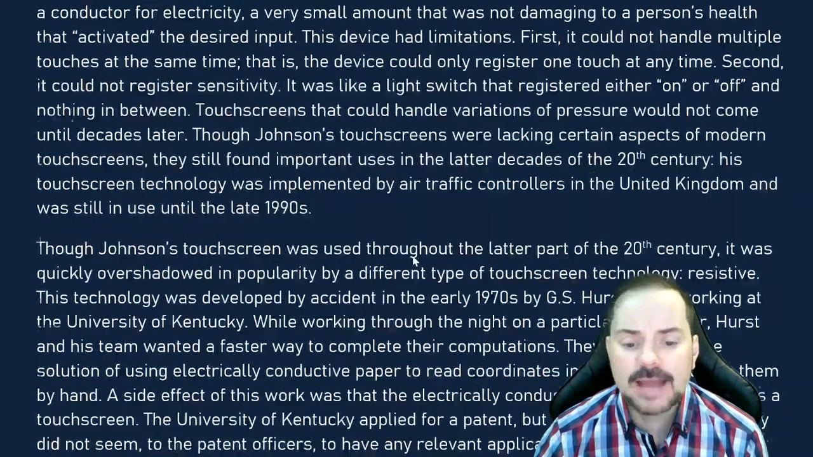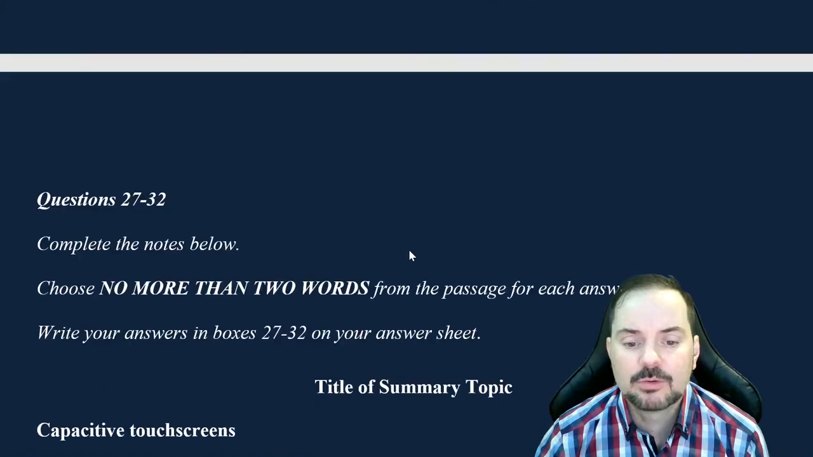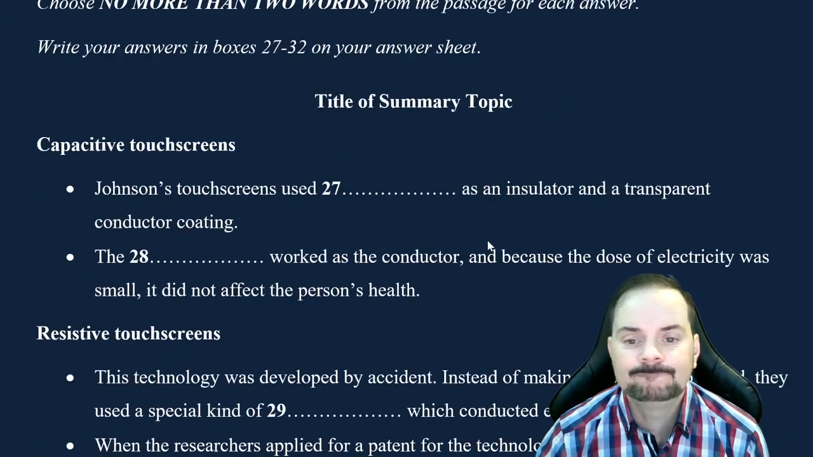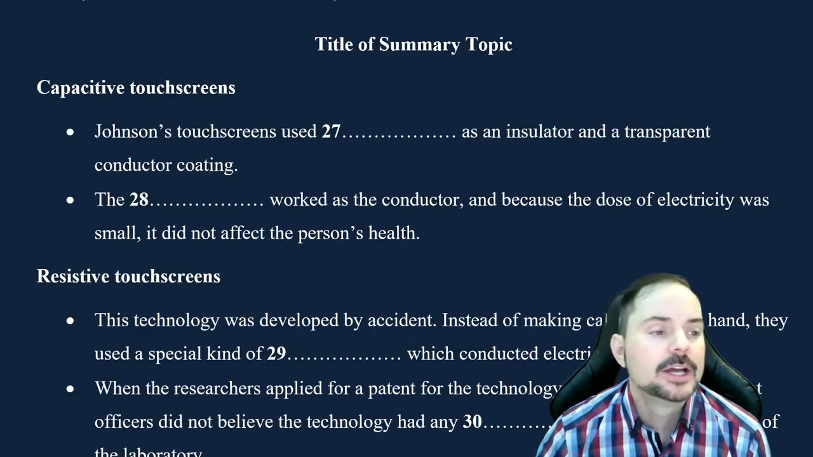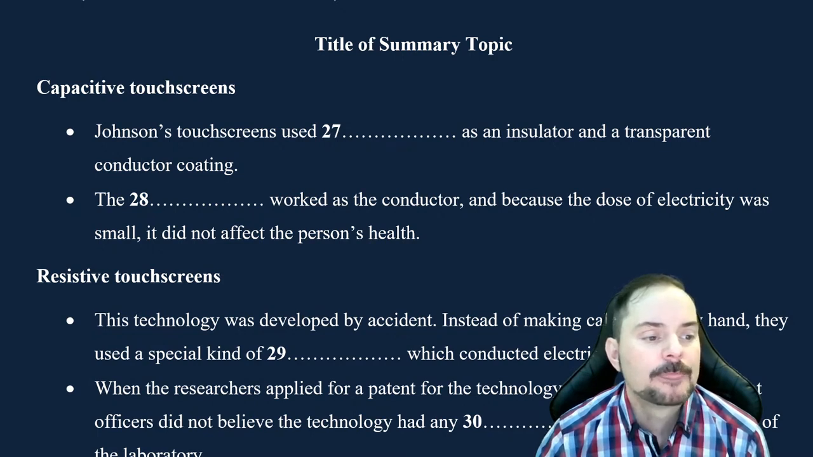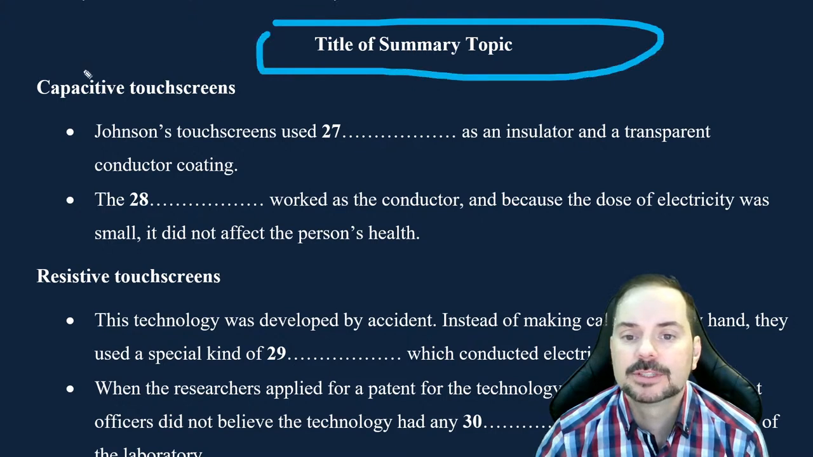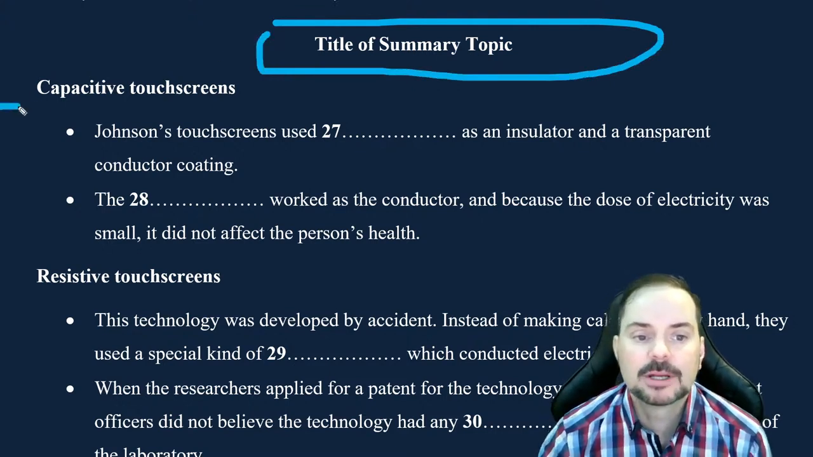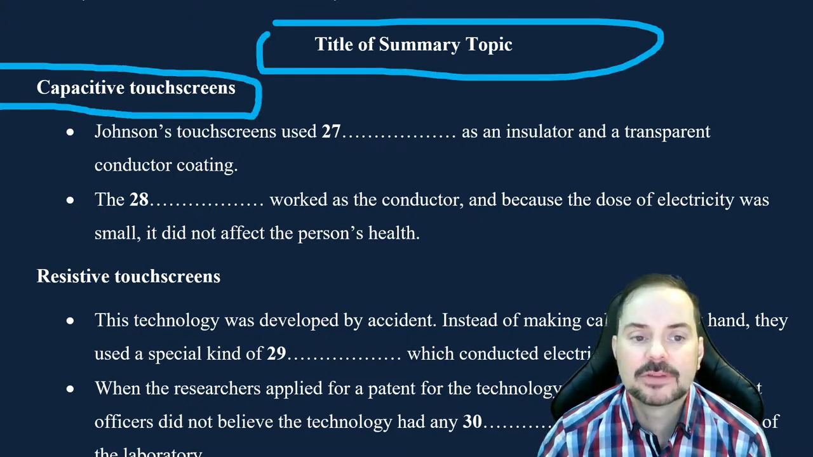Okay, so we've got that. Let's look at the questions. What kind of questions do we have here? Here we go. So we've got some summary type questions here. So title of summary topic, we got capacitive touchscreens.